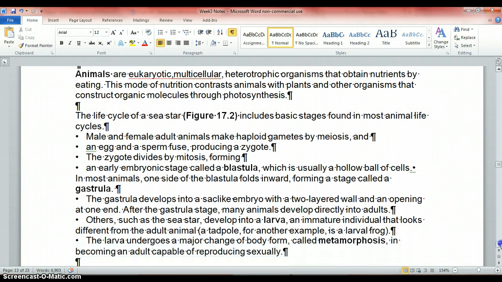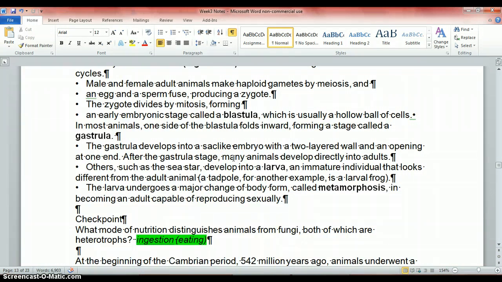Similar thing. And that develops, turns into a sac-like embryo, and many animals develop directly into adults. Others, such as the sea star, develop into a larva, an intermediate individual that looks different from the adult. Think of a tadpole, which is the larval example of the frog. So we would be more like the ones that just go into the adults, while there's some that do some crazy stuff. In this case, the larva undergoes a major change of body form, which is called metamorphosis, and becomes an adult capable of sexual reproduction. And let's see what's next.